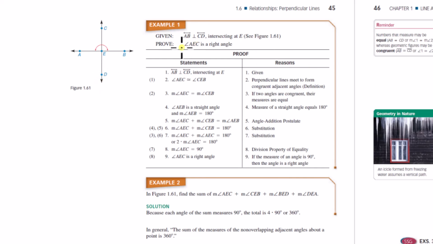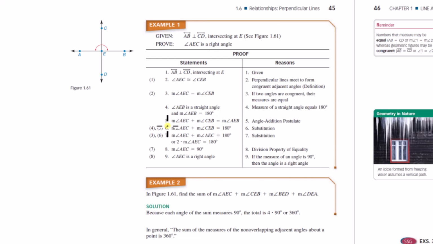Okay, so now we want to prove that angle AEC is a right angle. All right. So the lines are perpendicular. That means that angle AEC is congruent to angle CEB, the adjacent angles, based on the definition of perpendicularity. So since they're congruent, their measures are the same. We know that's the meaning of congruence of angles. And angle AEB is a straight angle because it's a line. Any angle on a line is a straight angle. And we know that the measure of a straight angle is 180 degrees.